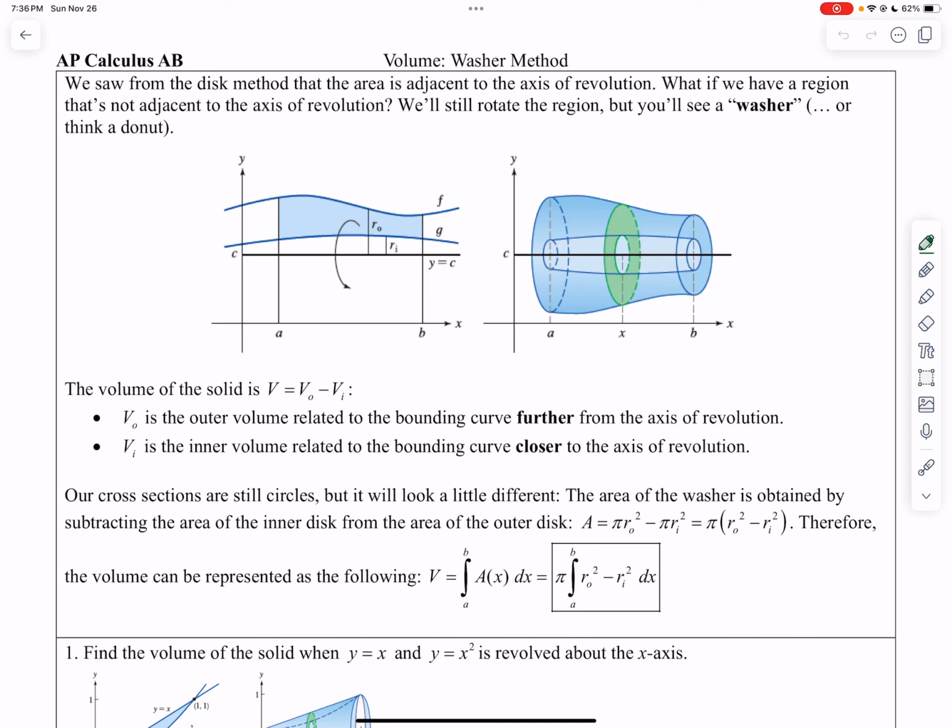In this video, we are going to be talking about the washer method in terms of volume. So we saw that with this method, our region was adjacent to the axis of revolution. But what happens whenever it's not?